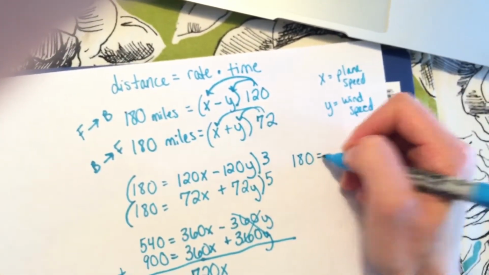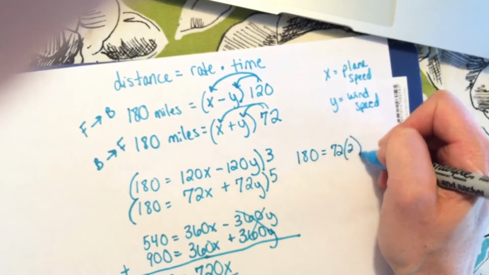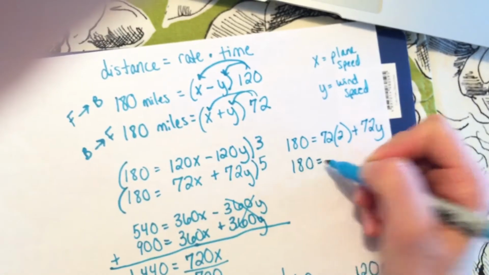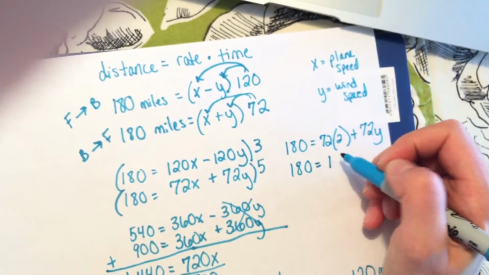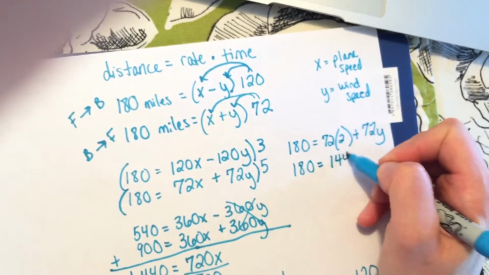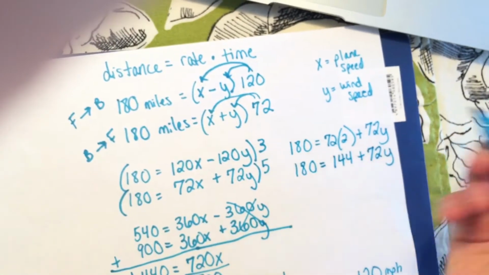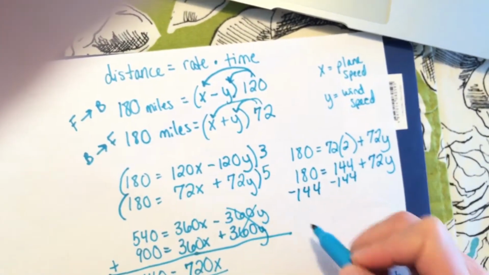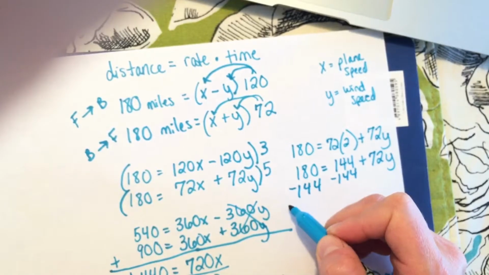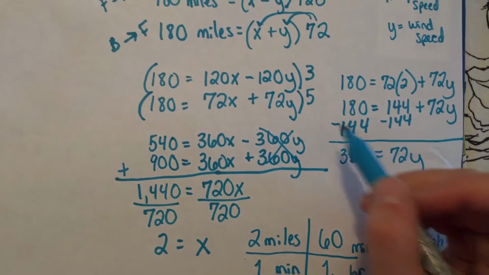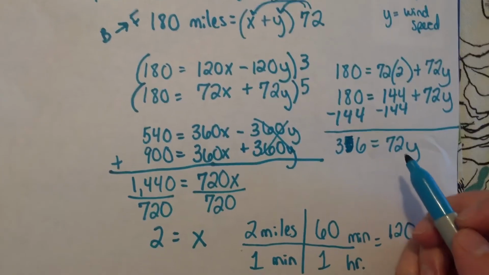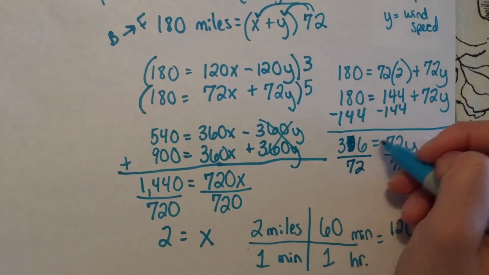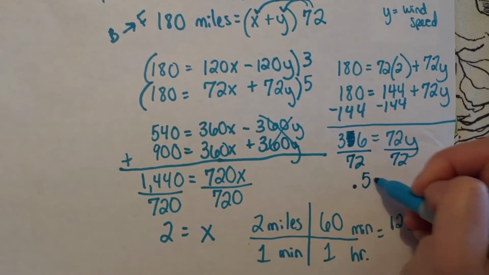So 180 equals 72 times 2 plus 72y. 180 equals 144 plus 72y. Subtract 144, subtract 144. So now that I've subtracted 144 from both sides, I get 36 equals 72y. Solving for y, so divide by 72, divide by 72. Well, 36 over 72 is 0.5 equals y.